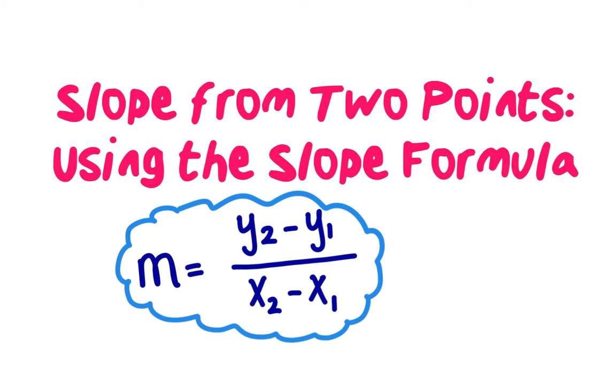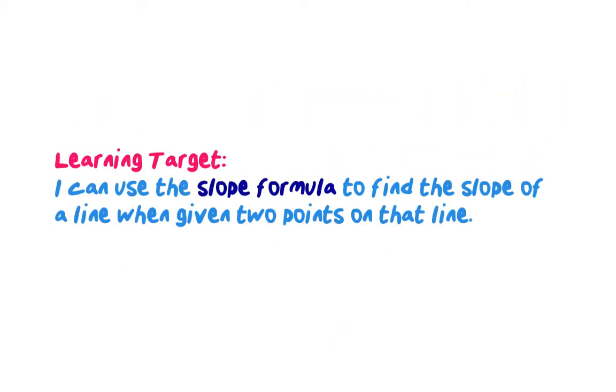Hey folks, it's Mrs. Shevchuk here, and today we will learn about finding the slope from 2 points on the line. By the end of the video, you should be able to use the slope formula to find the slope of a line when you're given 2 points that fall on the line. Be sure to take notes as we go.